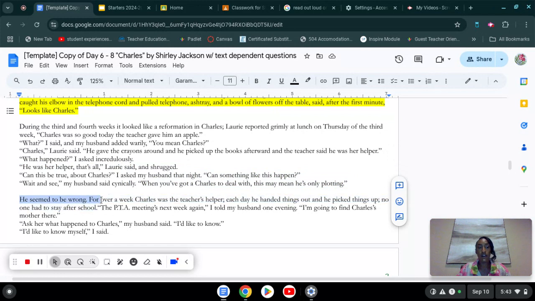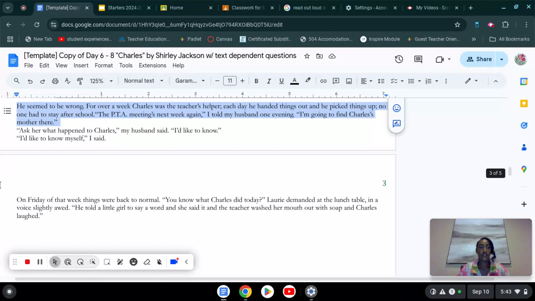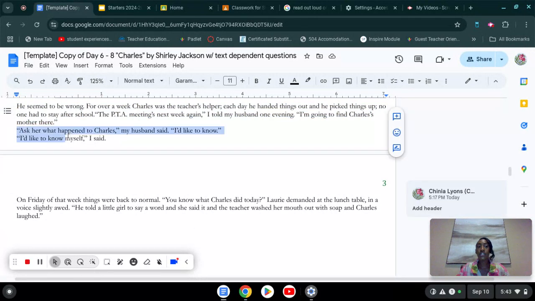He seemed to be wrong. For over a week, Charles was the teacher's helper. Each day he handed things out and he picked things up. No one had to stay after school. "The PTA meeting is next week again," I told my husband one evening. "I'm going to find Charles's mother there." "Ask her what happened to Charles," my husband said. "I'd like to know." "I'd like to know myself," I said.